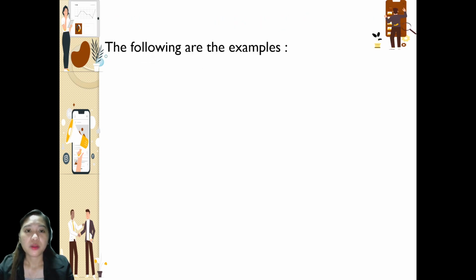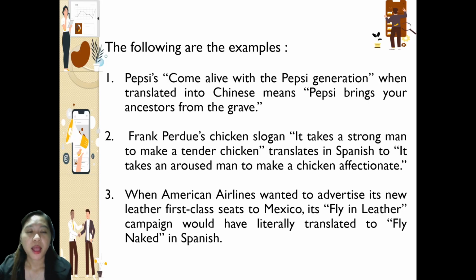So here we have the examples. One, Pepsi's Come alive with the Pepsi generation, when translated into Chinese, means Pepsi brings your ancestors from the grave. Number two, from Purdue's chicken slogan: It takes a strong man to make a tender chicken. We'll translate it to Spanish, which means it takes an aroused man to make a chicken affectionate.